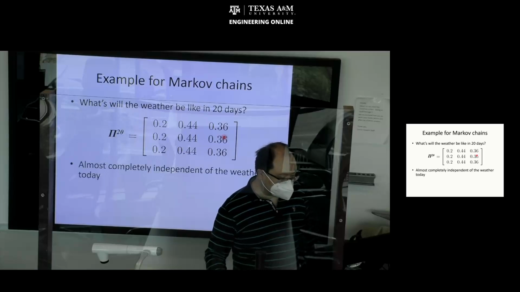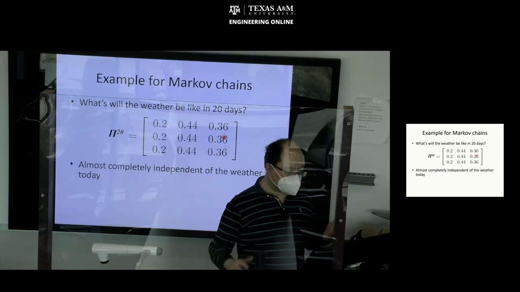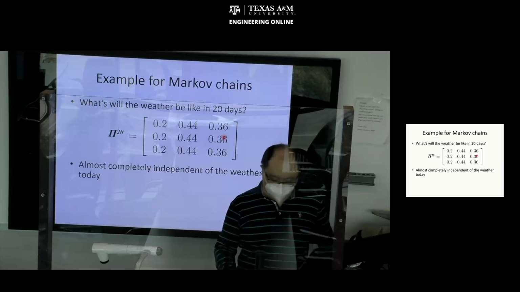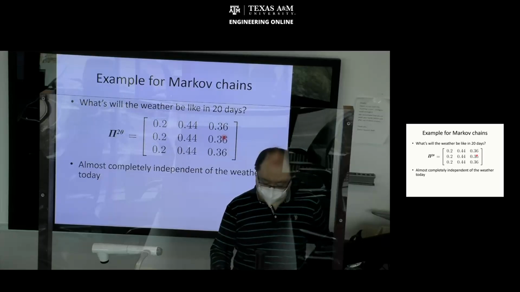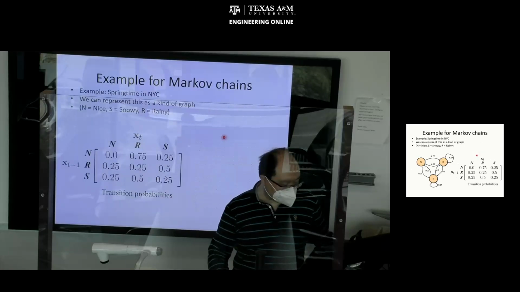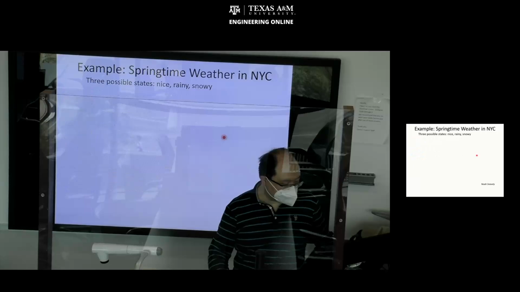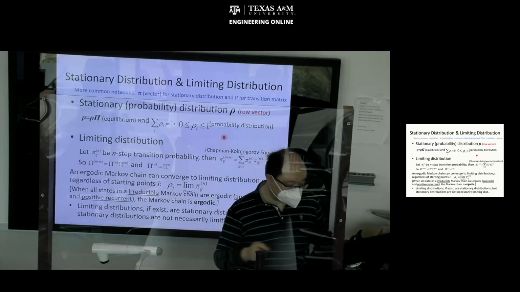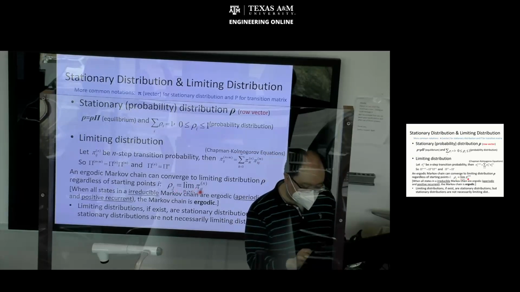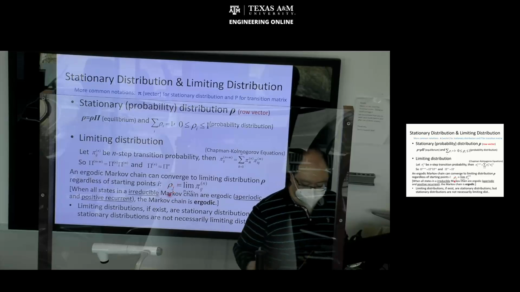So in other words, it's almost completely independent of the weather today. That's what we said earlier, that this limiting distribution is regardless of i. It's just rho j.